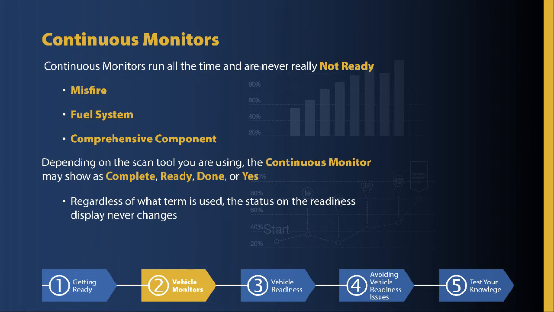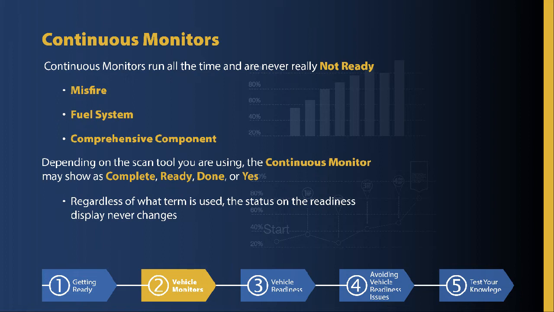The misfire monitor looks for misfires. The fuel system monitor makes sure there's pressure in the fuel line. The comprehensive component monitor includes all other components that make the car run. Every sensor that is necessary for the engine to run is lumped into the comprehensive component monitor.